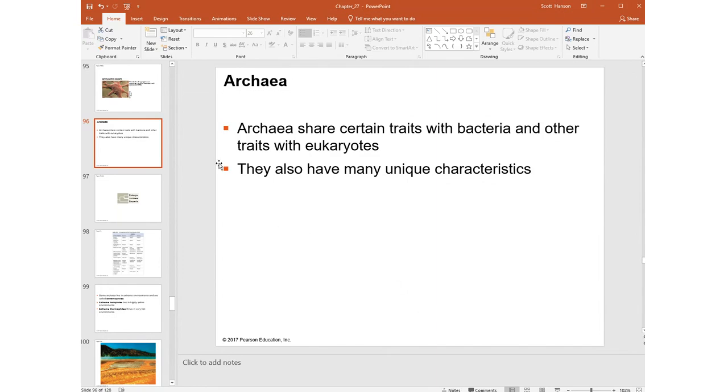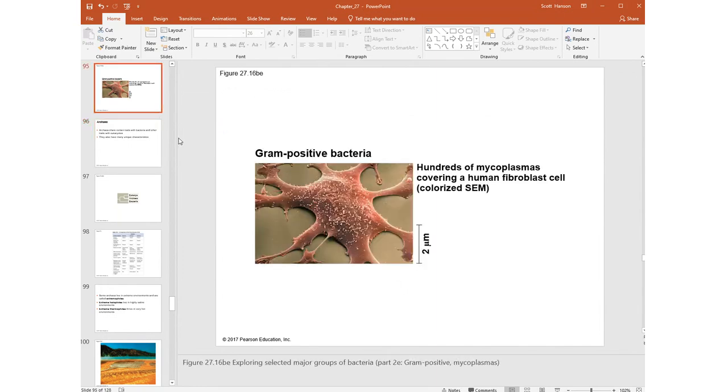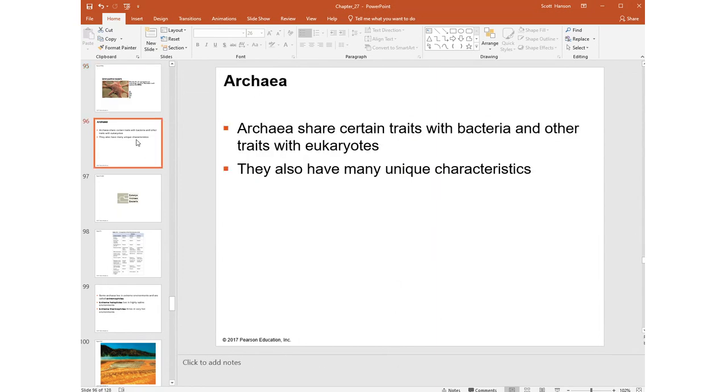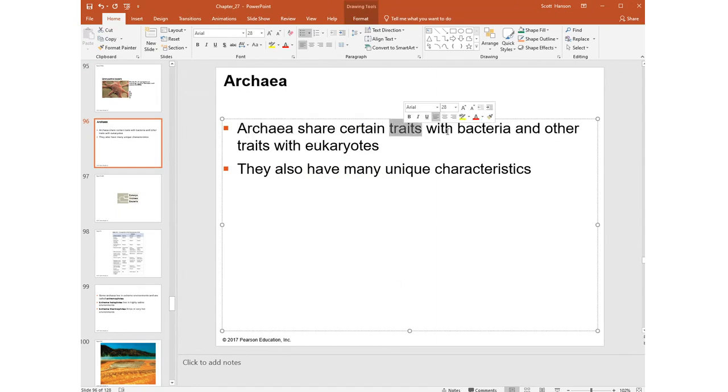You might remember that at the end of part two, we finished up with gram-positive bacteria. And so we finished up with all of the bacteria during that session. And so today we're going to cover the archaea. And remember that the archaea are a domain of living things, so it's bigger even than a kingdom of living things. So this domain archaea, they do share certain traits with bacteria, but they share other traits with eukaryotes as well. And then also they have a few unique characteristics that only they have.